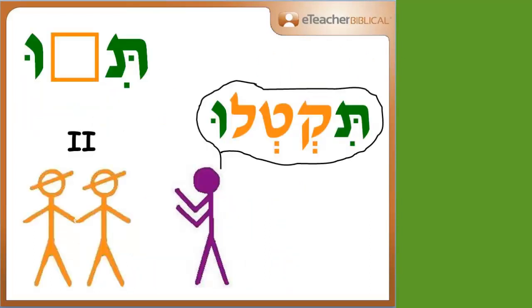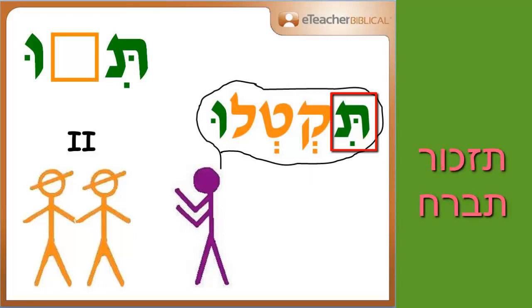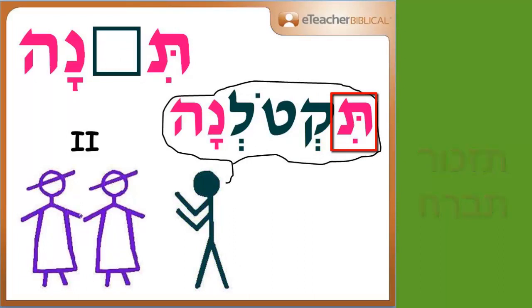In the second masculine plural, there is only one tiny change. Instead of yiqtelu, we say atem tiktelu. Again, the tav is the same prefix that we use in the second masculine singular. Yeah, ata tiktol, ata tiktal, again, tizkor or tishkach. But the suffix is the same suffix we use in the qatal. I just explained this, and it's very easy.